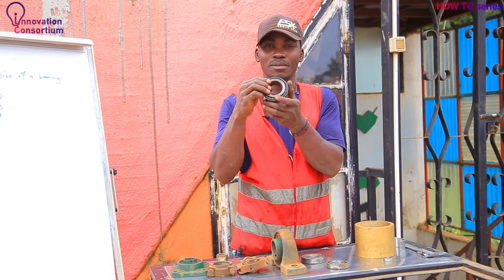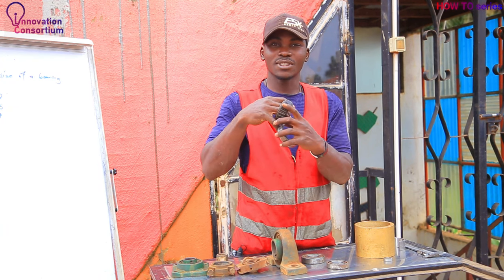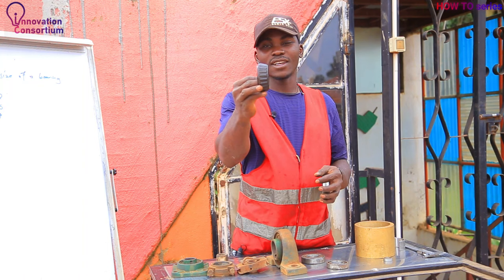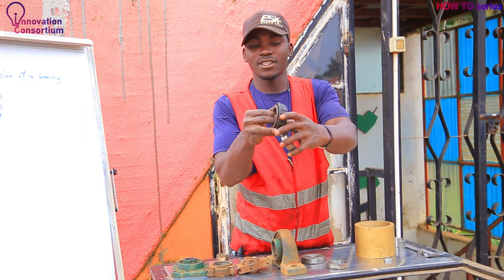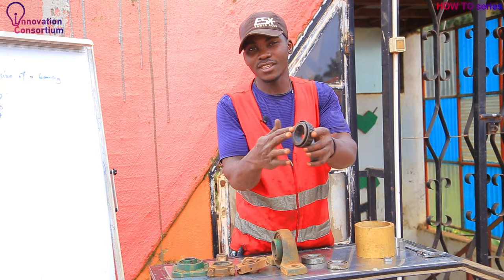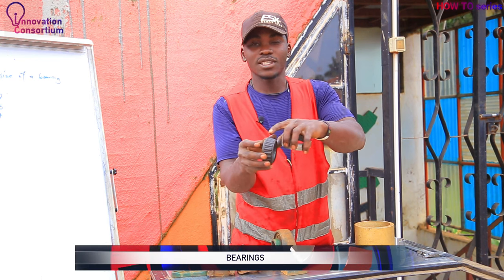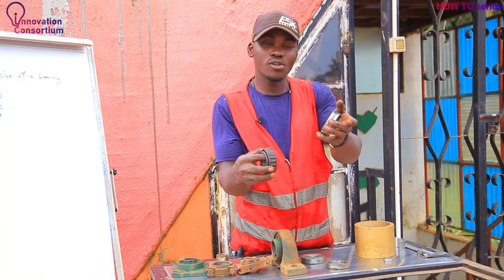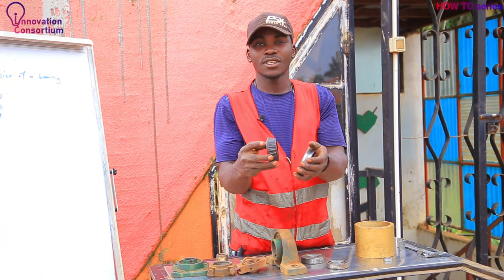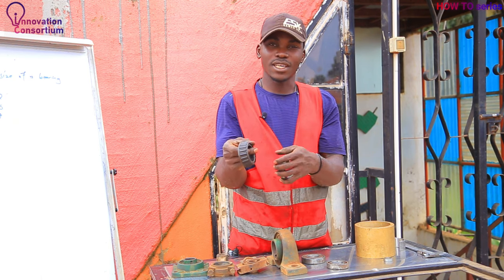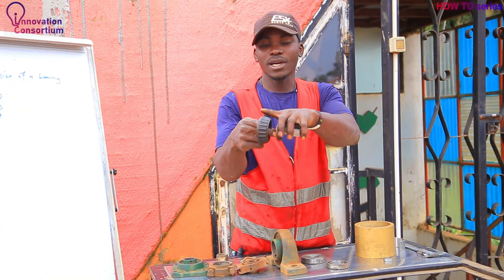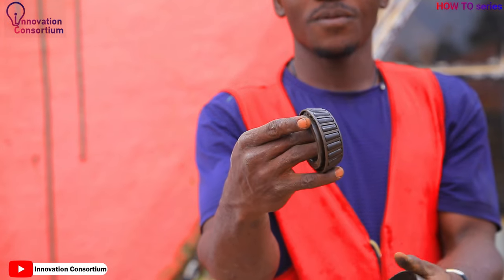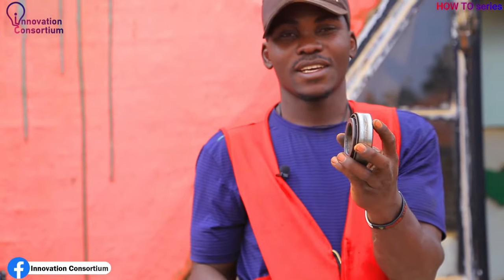We have taper roller bearings. Why taper roller? The rollers themselves, as you can see, if you look closely at the cross section, are tapered, and there are rollers inside the cages. This retainer, we said earlier, remember the bearing has the inside race, the outside race, and the rollers themselves, and these are the bearings. They could be ball bearings or roller bearings. It's called a taper roller bearing because the rollers are in a tapered form, as you can see. That's what we call a taper roller bearing.